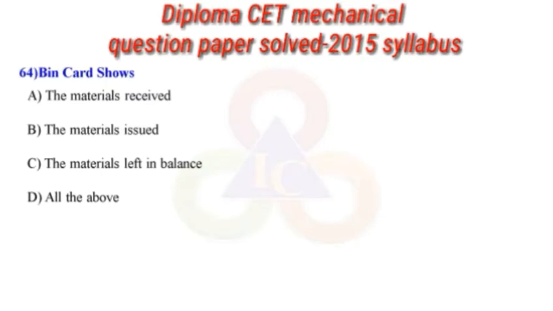64. Bin card shows A. The materials received. B. The materials issued. C. The materials left in balance. D. All the above. Answer is all the above.